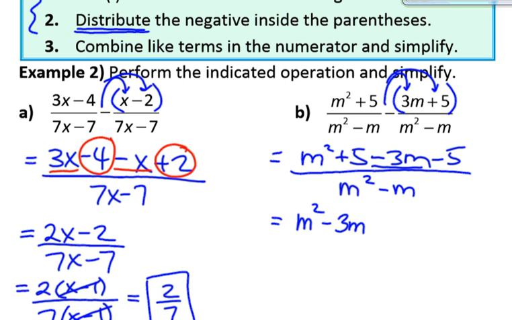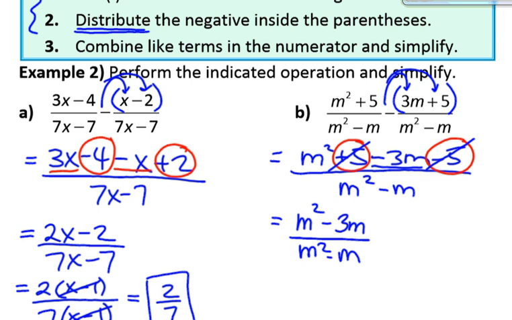Now we have the positive 5 and the negative 5. And when I combine those, positive 5 and negative 5 are just going to cancel to be 0. Okay? So that's our numerator. Our denominator has stayed the same.